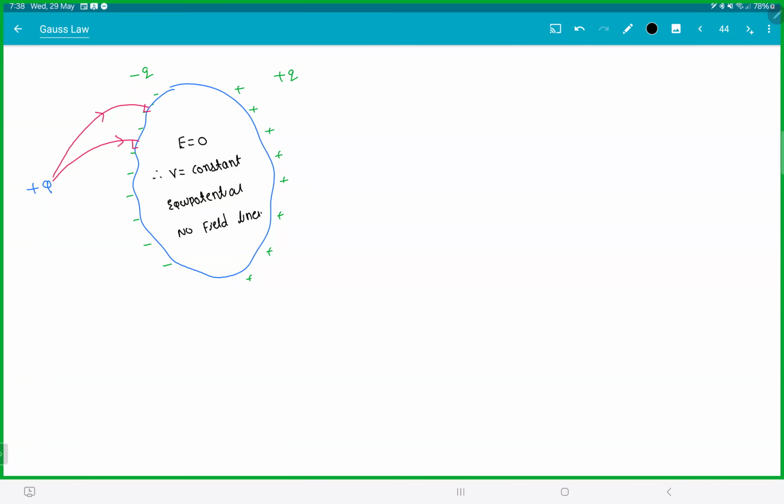Are you getting this? For an equipotential surface, how is the electric field? It will always be perpendicular. So the field lines will enter perpendicularly and will leave perpendicular from the surface. Now, can someone tell me why can't I have a field line like this, positive to negative?